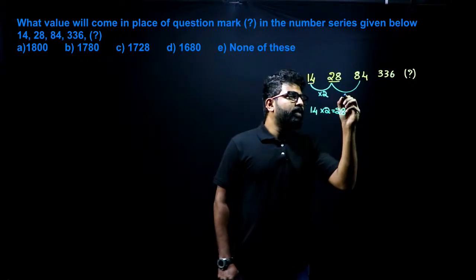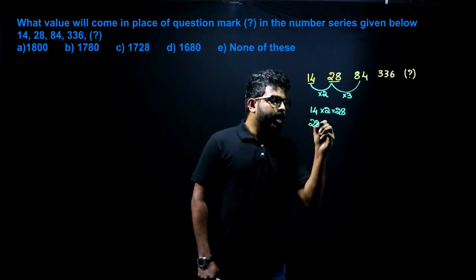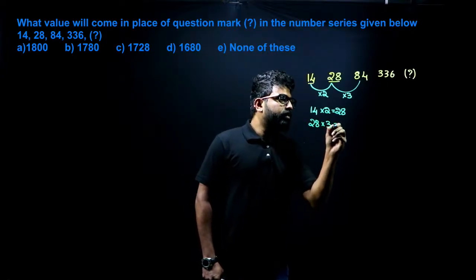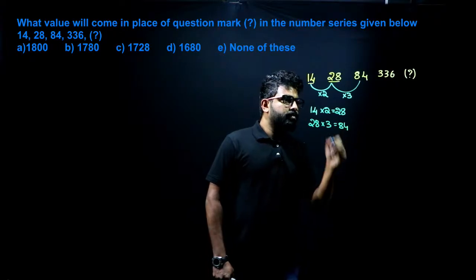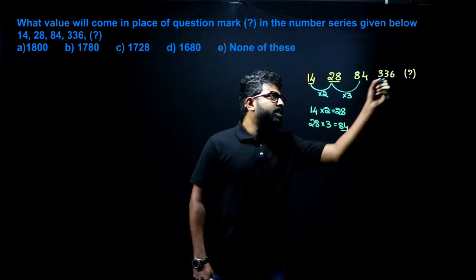60 plus 24 gives me 84. So if I multiply it with 3, I'm getting 84 here. So 28 into 3 is giving me 84. So next, what should I multiply with 84 to get 336?